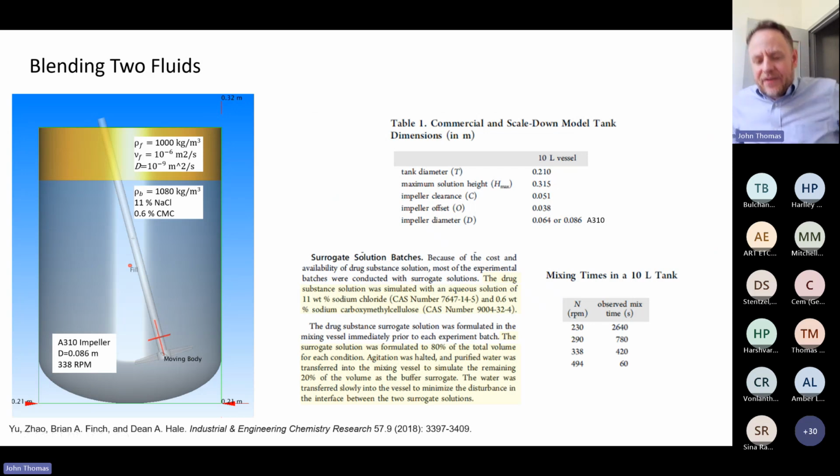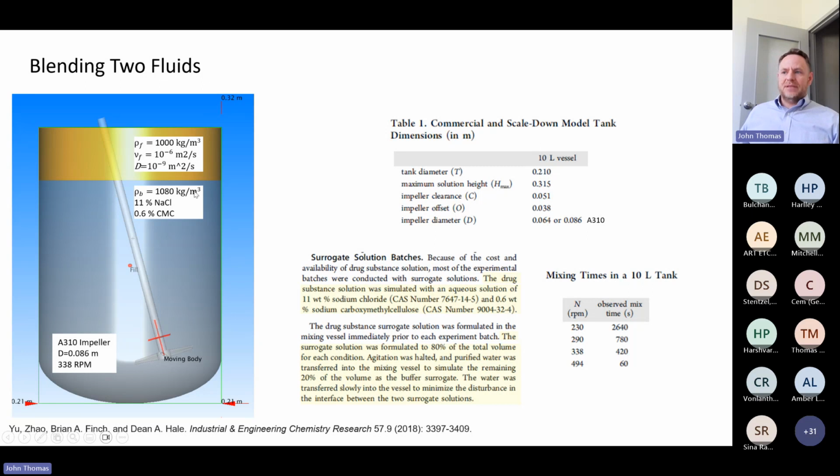Let's look at this in action in a real, common application: a dilution process. Here are the rules of the road. I borrowed this from a paper written by Eli Lilly. It's a simple problem where they're trying to dilute some sort of protein surrogate solution. They have CMC, carboxymethyl cellulose, which is going to be diluted with some water. The CMC solution has a higher density than water.